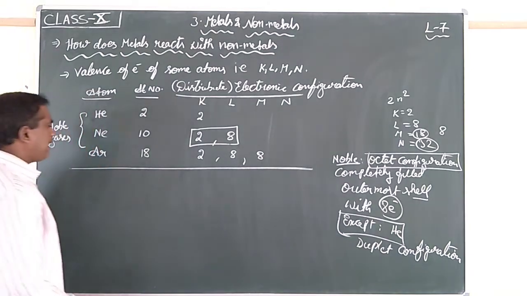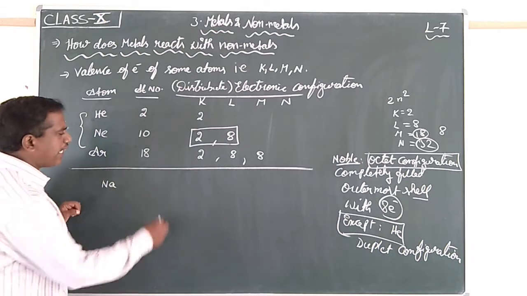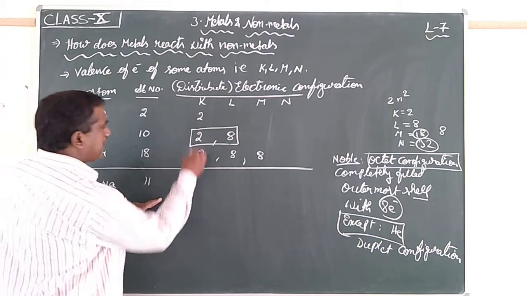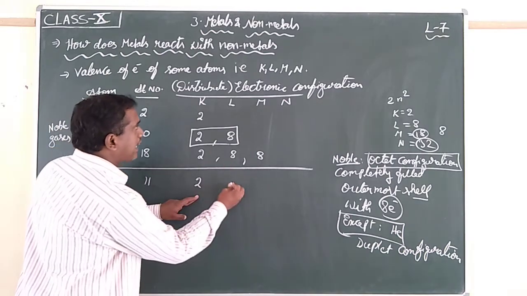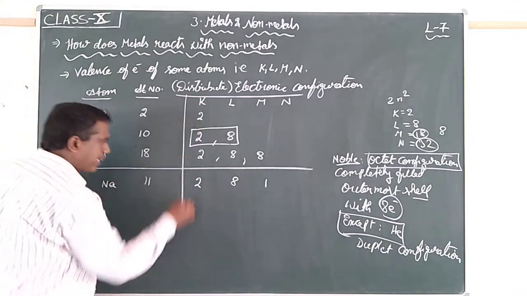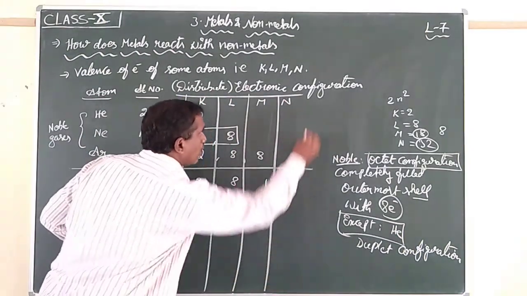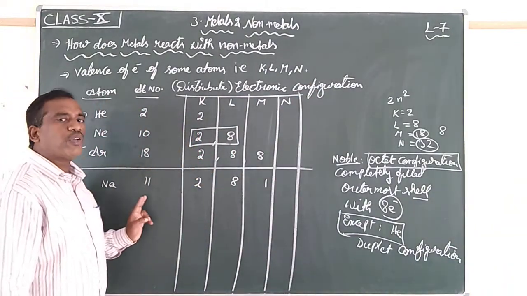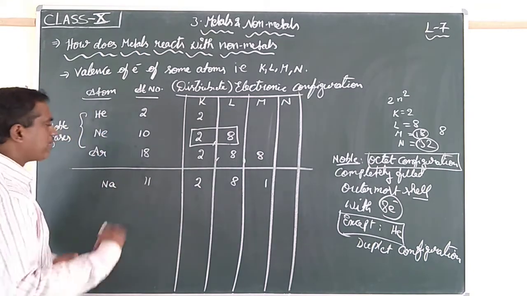Do we have any element like sodium? What is the atomic number of sodium? 11. Can we distribute the electrons into the shells? In the K shell, we can have 2 electrons. Next, 8 electrons will occupy the L shell. 1 electron will occupy the M shell. Here I am drawing some dividing line for us to have a clear view. Yes or no, children? Now, what is the electronic configuration of sodium? 2, 8, 1.